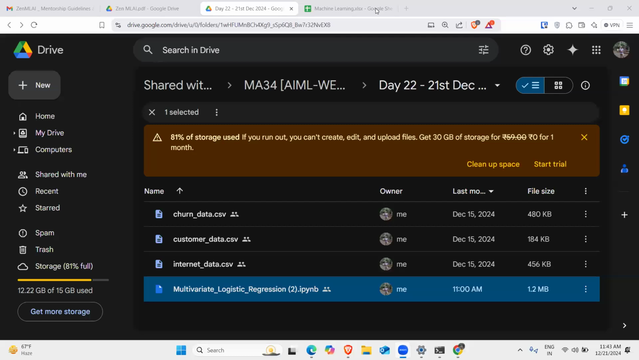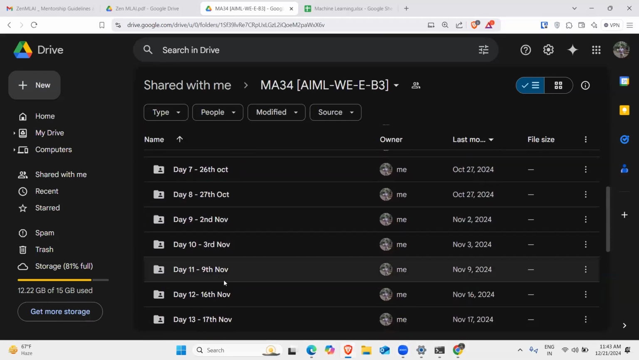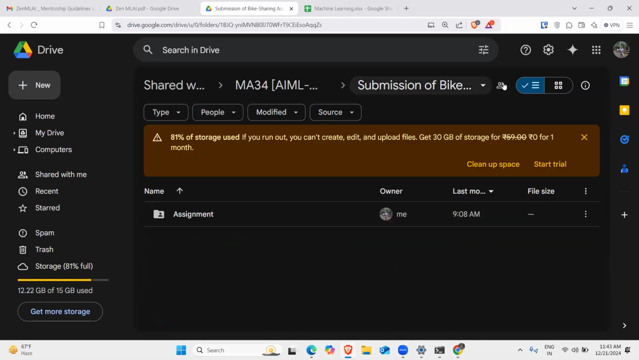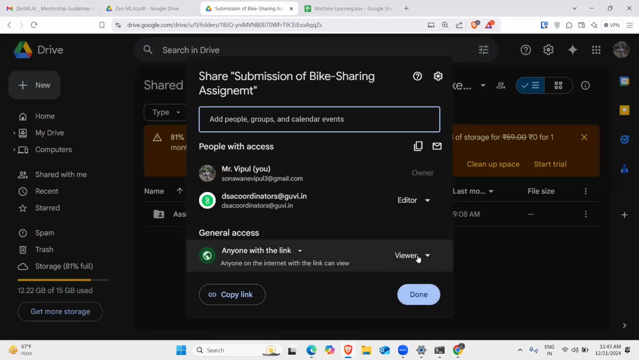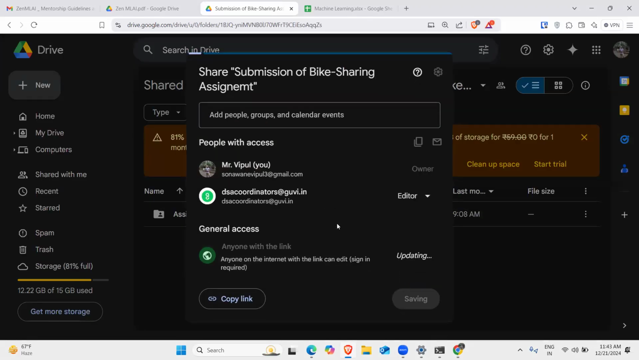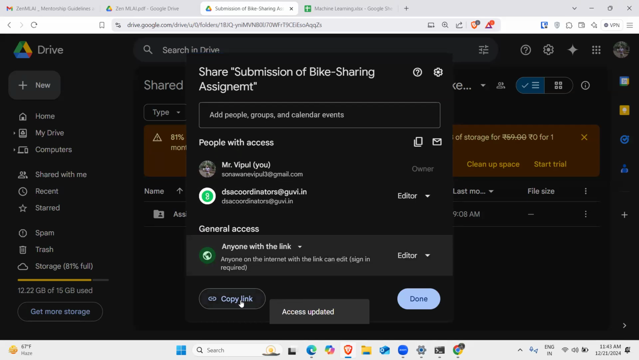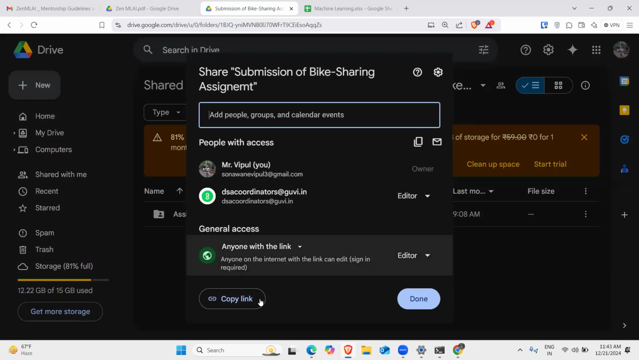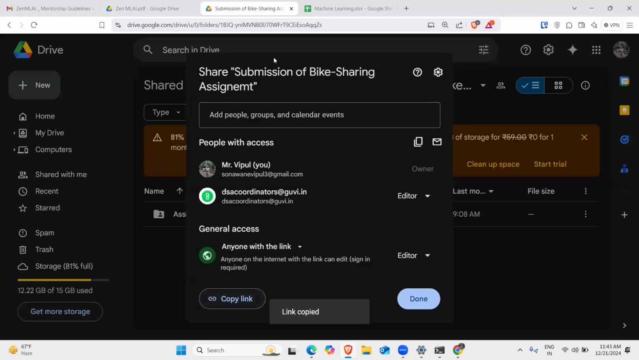Where do I have to submit the assignment? Assignment you need to submit inside this folder. Assignment submission of bike sharing assignment. I think I've not given edit access. I'll just give edit access for this folder. So you can upload your assignment over here, right? Simple.